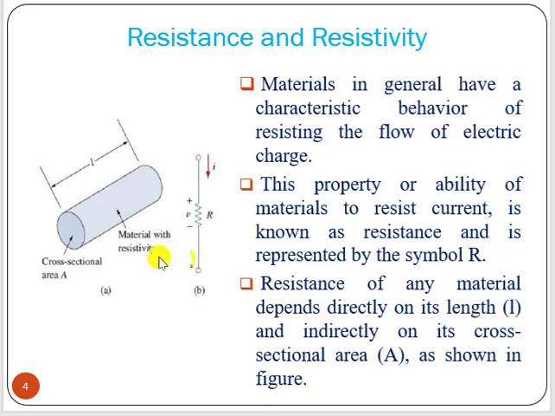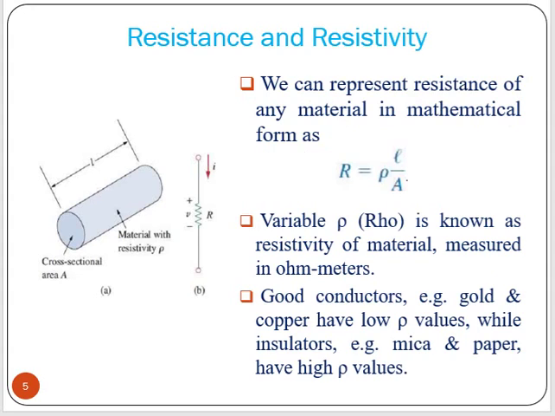Here is a resistive material having cross-sectional area A and length L. Current is flowing downwards, so at the top it is plus and at the bottom it is minus. Current always flows from positive to negative. That you have to remember forever. Now we can represent the resistance of any material in mathematical form as R equal to rho times L by A, where rho is known as the resistivity of the material.